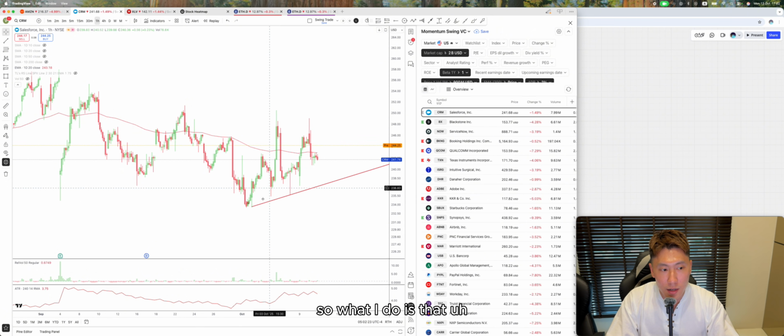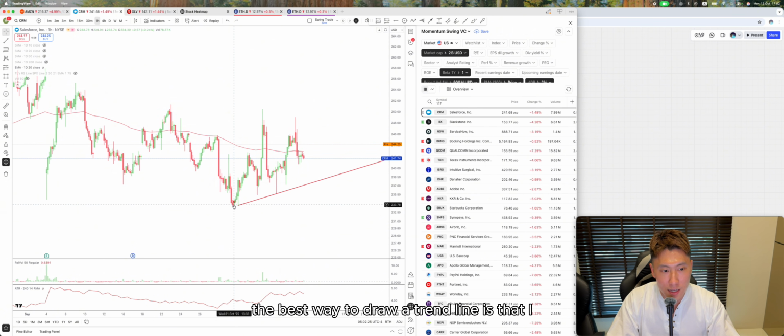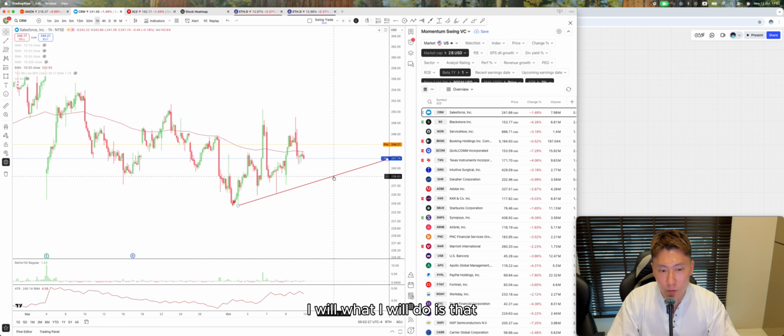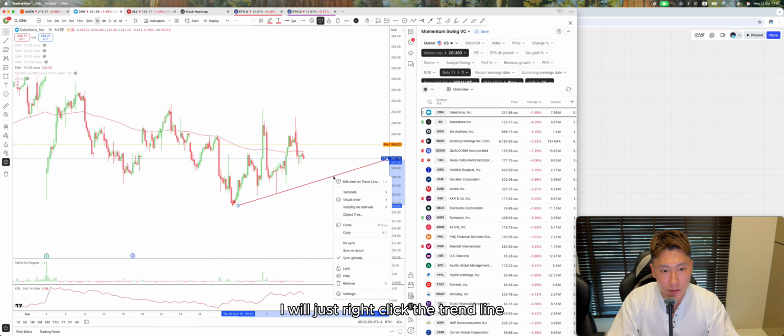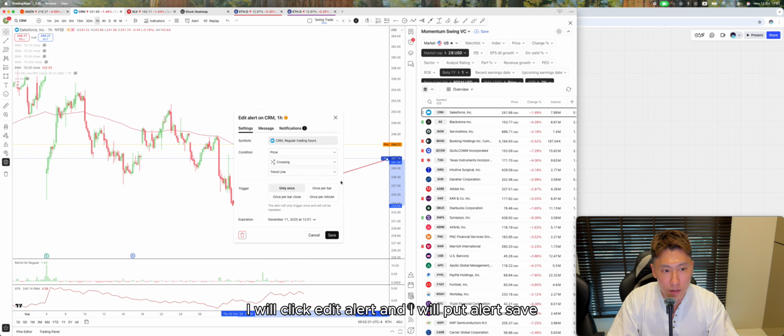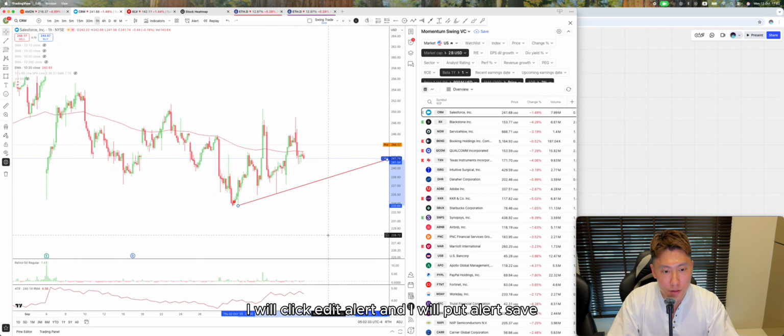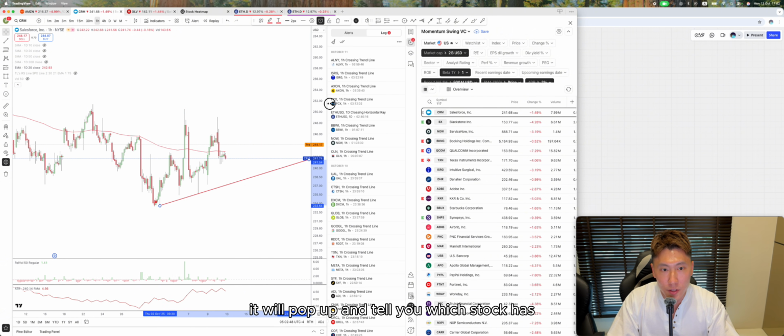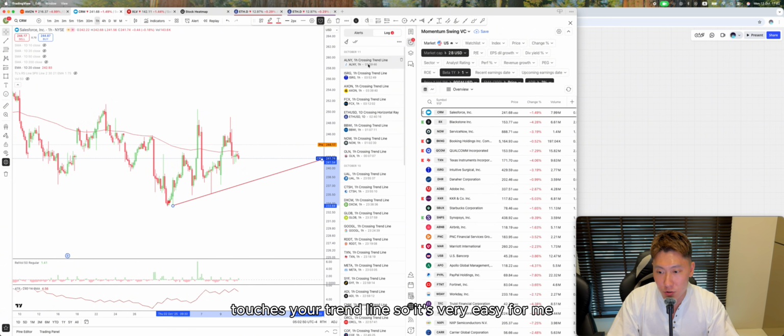So the best way to draw a trend line is that once I draw this trend line, I'll just right click the trend line, click edit alert, and save the alert. What that does is it will give me an alert or notification once the price touches my trend line. It will pop up right here, as you can see. So alerts will pop out and tell you which stock has touched your trend line.